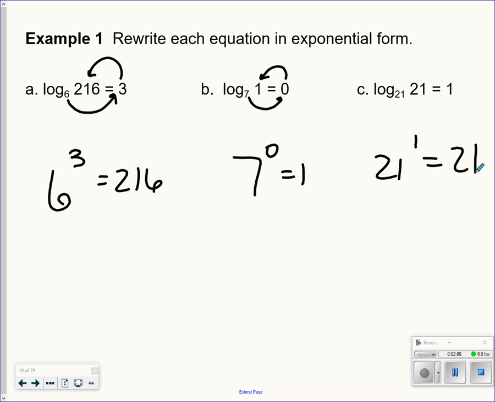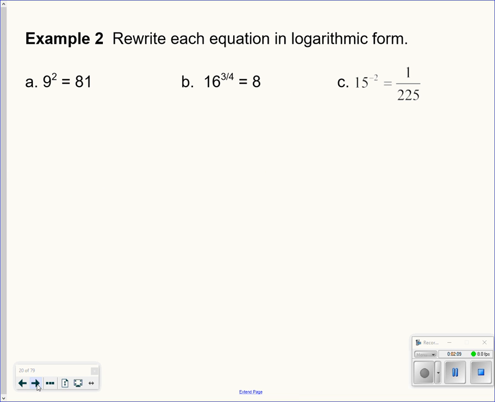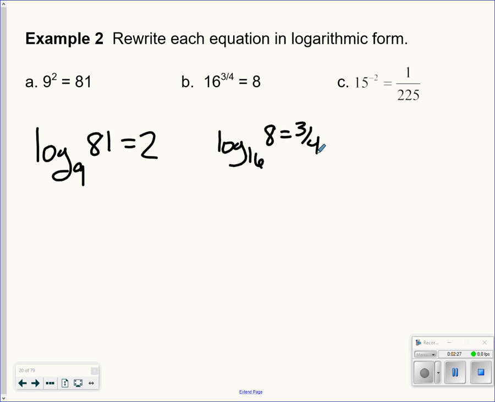Well, let's go the other way. Now I have something in exponent form, and this is what you're going to do way more often. Log base 9 of 81 would equal 2. Remember, logs equal exponents. So log base 16 of 8 would equal 3/4. Again, logs equal the exponent. Log base 15 of 1/225 would equal -2. So again, logs equal exponents.